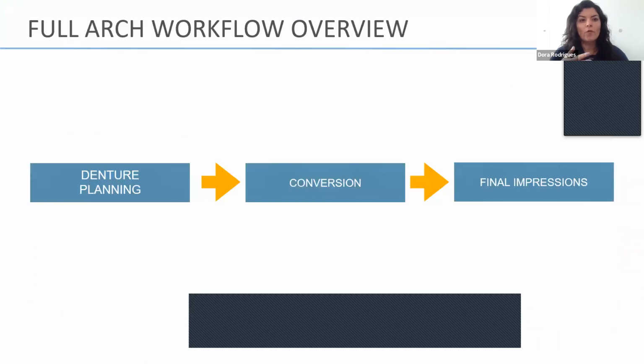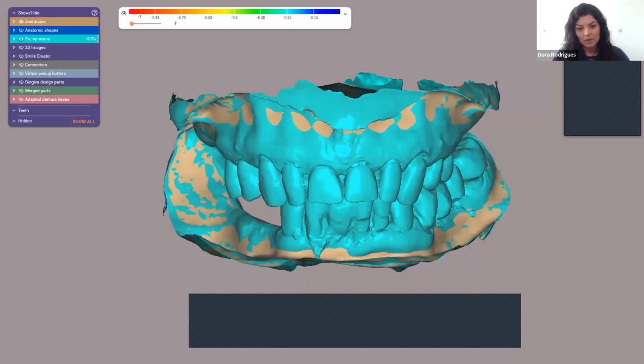Okay, so for the full arch workflow, we're just going to go over the overview. Hopefully you watched the other webinars before, but basically we go through the denture planning, we do the conversion that same day in the patient's mouth, and then we have to do final impressions later on, 3 to 6 months later, once the tissue goes back to place, and we need to take final impressions for our final restorations. And this is just an example.